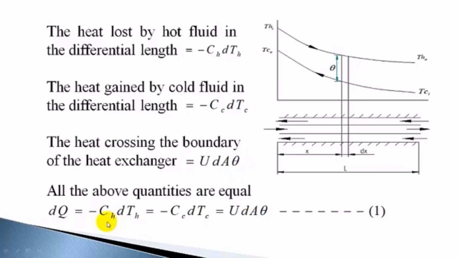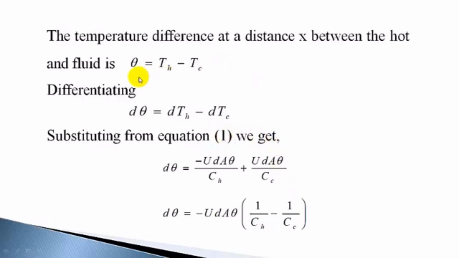So the heat lost by the hot fluid is equal to the heat gained by the cold fluid and the heat crossing the boundary of the heat exchanger, and this all happens in the differential length. So you can write the differential quantity of heat transferred dq as minus Ch dTh equals minus Cc dTc equals U dA theta. The temperature difference at a distance x is theta equals Th minus Tc. If you differentiate, you get d theta equals dTh minus dTc.